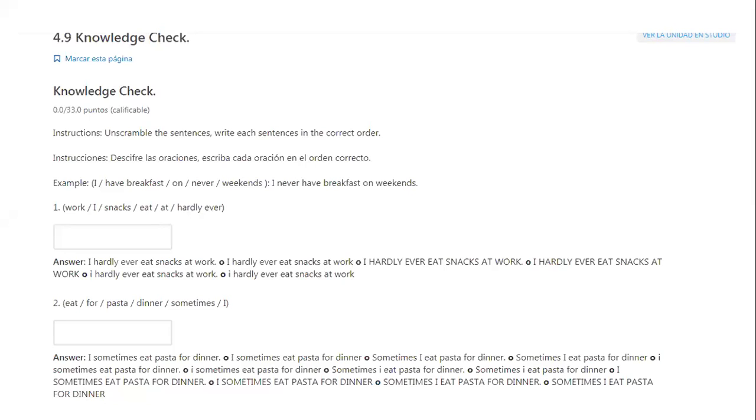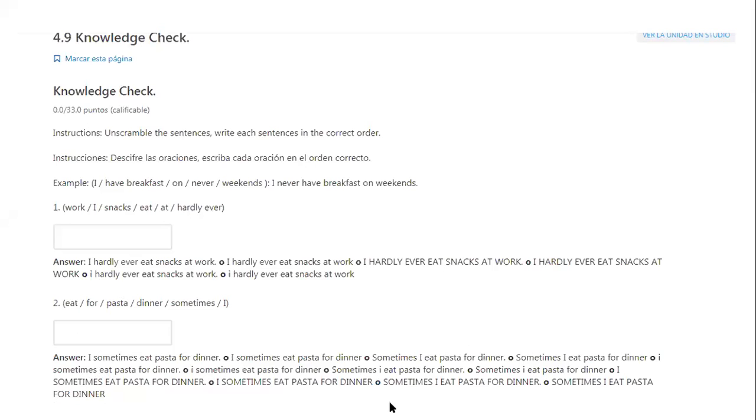Okay, perfect. In the platform, you have the knowledge check 4.9. So in this case, what you have to do is scramble the sentences and write each sentence in the correct order. For example, the first one, I have breakfast on never weekends. The right order is according to the structure I said. I never have breakfast on weekends. The second, I hardly ever snacks at work, right? You can write it in small letters, all capital letters, with a dot, without a dot, but use the right order. Number two, I sometimes eat pasta for dinner, right?